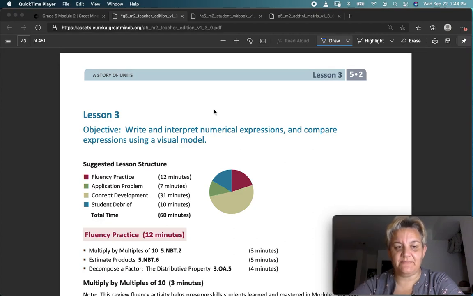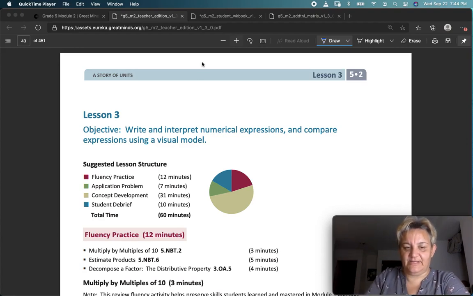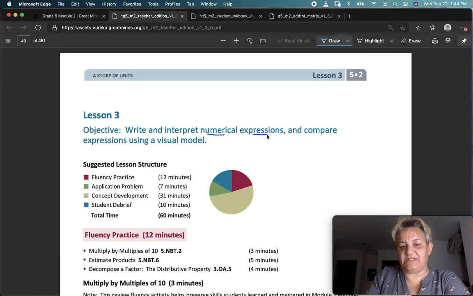Welcome to Eureka Math. This is Module 2 and we're on Lesson 3. Our objective today is to write and interpret, which means to understand, numerical expressions, okay?